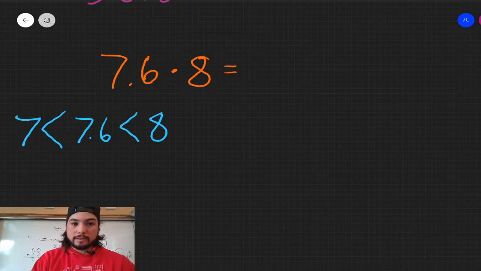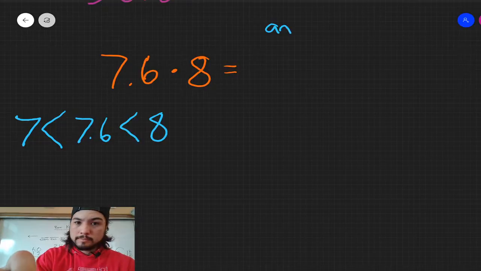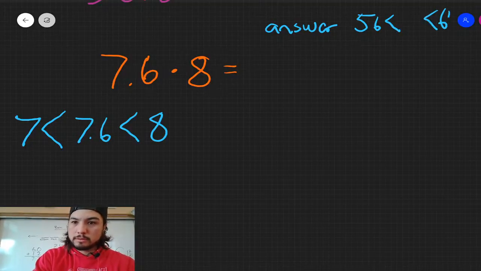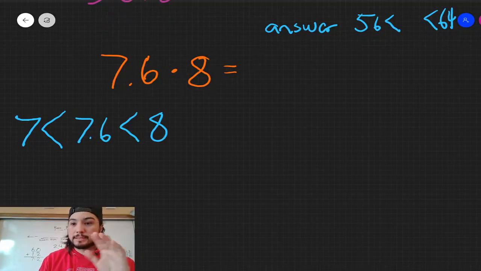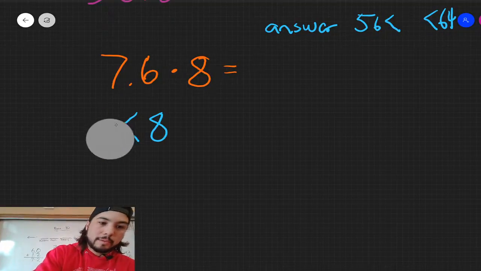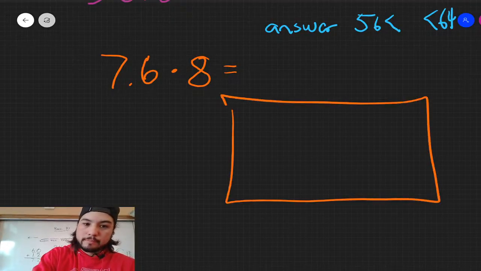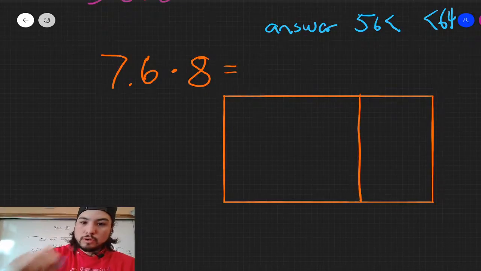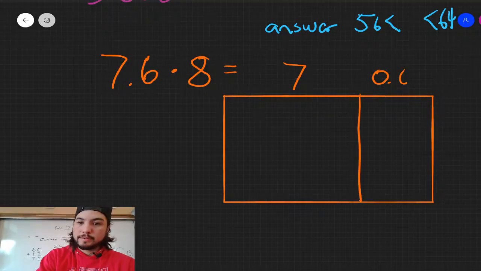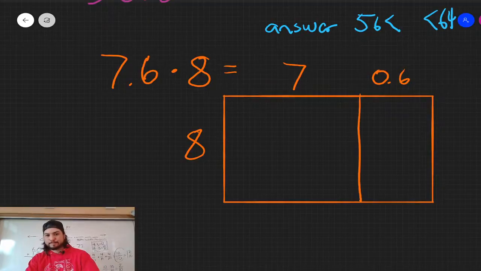So I'm going to make a note of that at the top. Answer will be somewhere between 56 and 64. Okay, so let's keep that in mind as we try it. Area model. 2 partial products. 7 plus 6/10, okay, times 8.